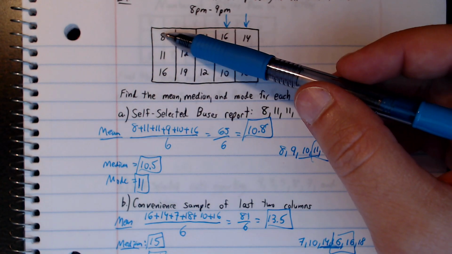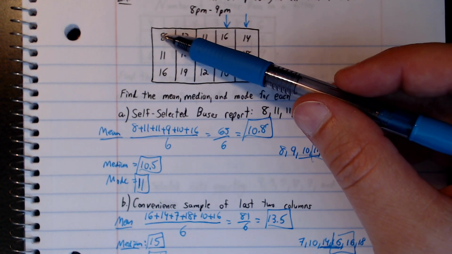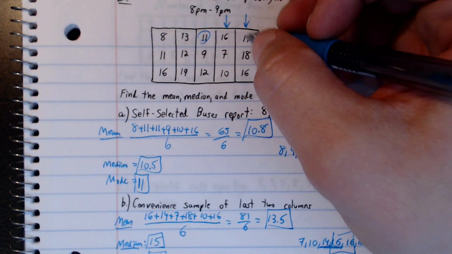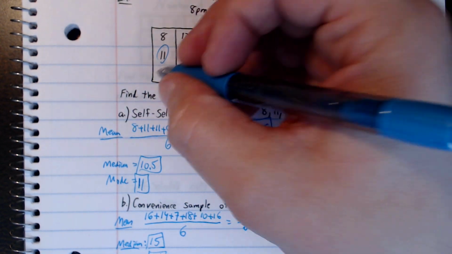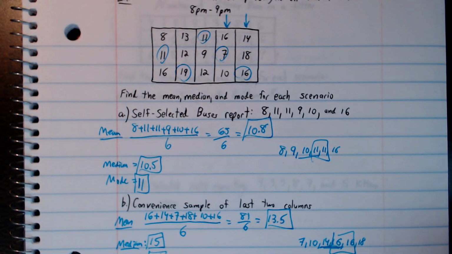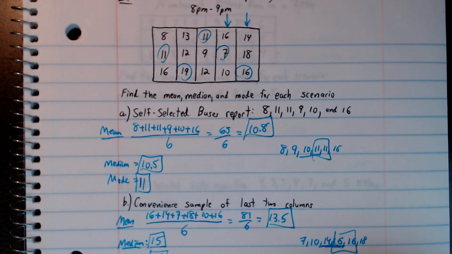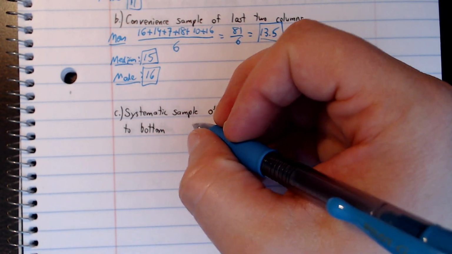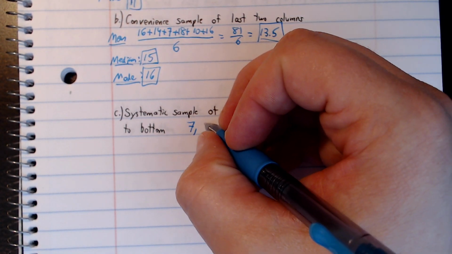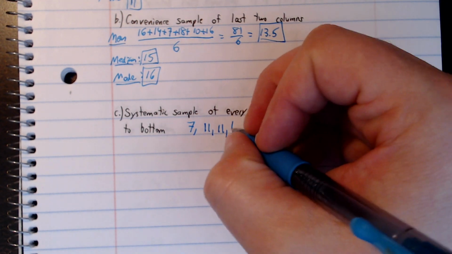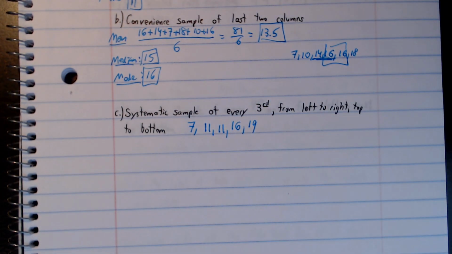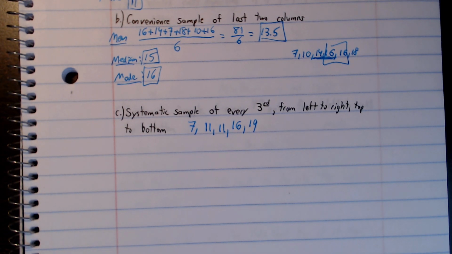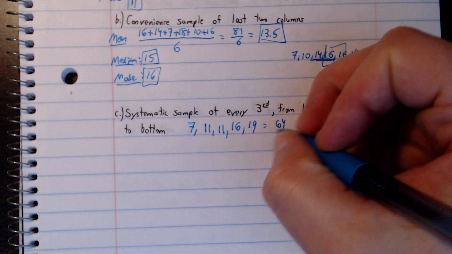So if we start from the top, we count from the left towards the right. 1, 2, 3. 1, 2, 3. 1, 2, 3. 1, 2, 3. 1, 2, 3. This time we have 11. I'm going to write these in order though. So 7, 11, 11, 16, and 19. If we add all of these, we get 64. That's a total of 5.